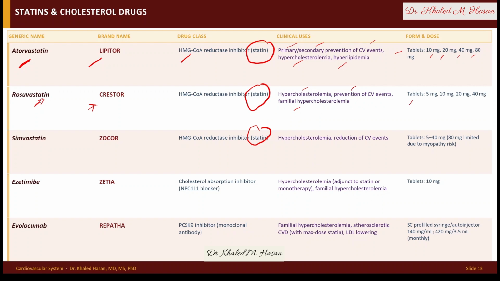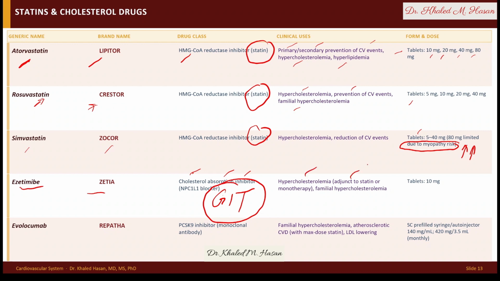20, 40 milligram. Simvastatin, brand name Zocor, the same clinical use for simvastatin, available as a tablet, but they remind us this medication carries the risk of myopathy, a higher risk of myopathy compared with other statins. Ezetimibe, Zetia, and this medication inhibits absorption of cholesterol from the GI system. So which medication inhibits absorption of cholesterol from the GI system? Ezetimibe. We use it for hypercholesterolemia, adjunct therapy with the statin.